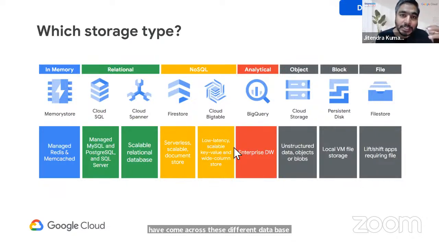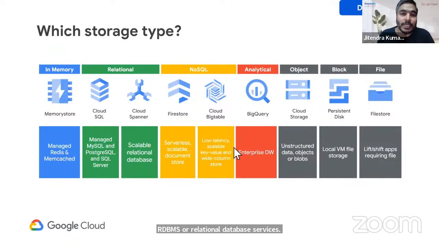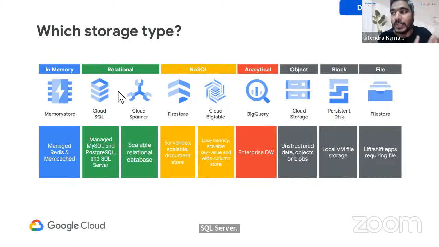There is a database category which is a typical relational database, RDBMS or relational database services, right? So what is it that Google provides as a typical relational database service? You see in the two green color boxes here, the relational database services, what Google provides is one platform which is called Cloud SQL, and then MySQL, PostgreSQL, and SQL Server. These are the databases which are supported as part of Cloud SQL.